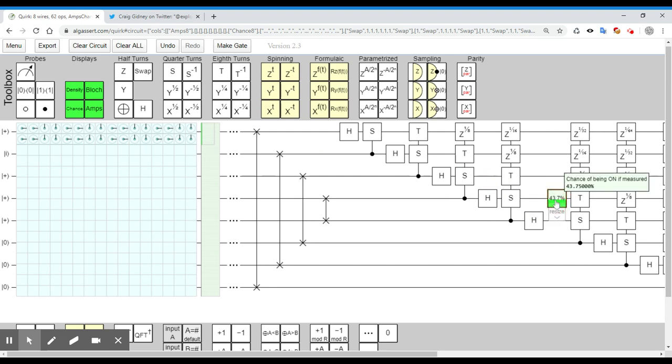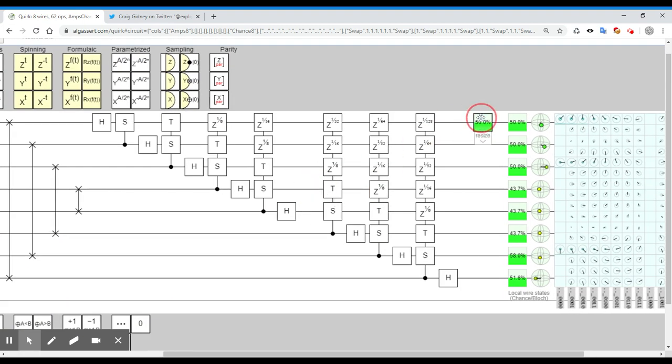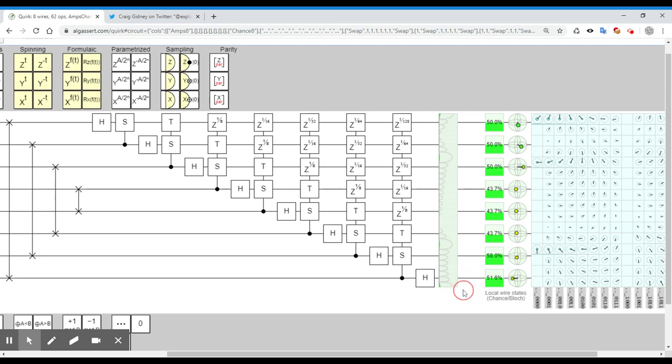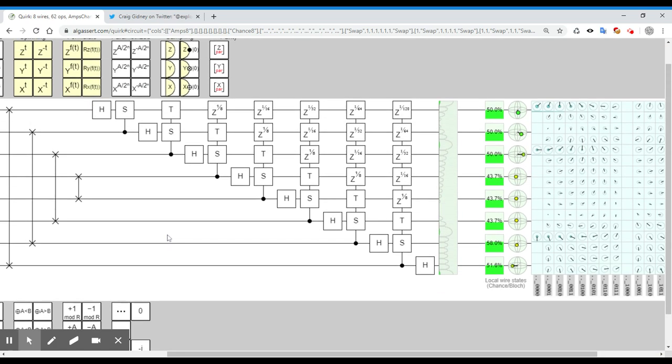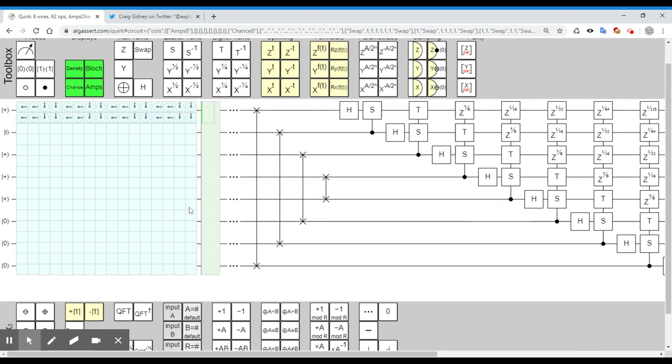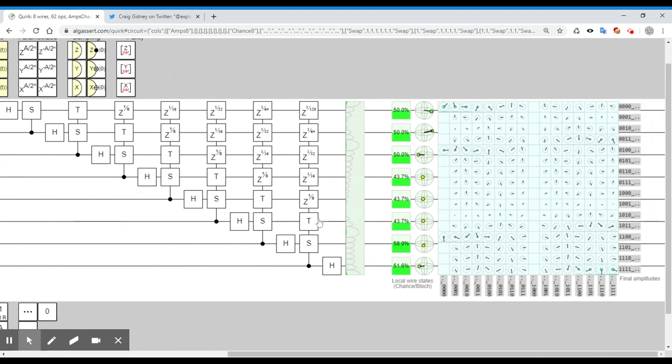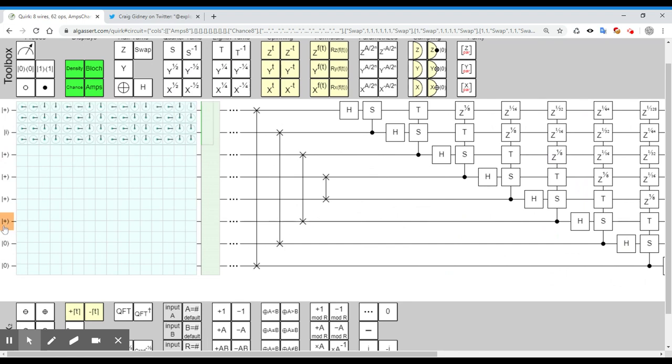So if I put a chance display in here, what's it going to look like? Oh, that is fancy though. What the hell? So these gray things you see are the logarithms, so you can see the patterns better, because the actual amplitudes are really small. But that's some fancy thing in there.